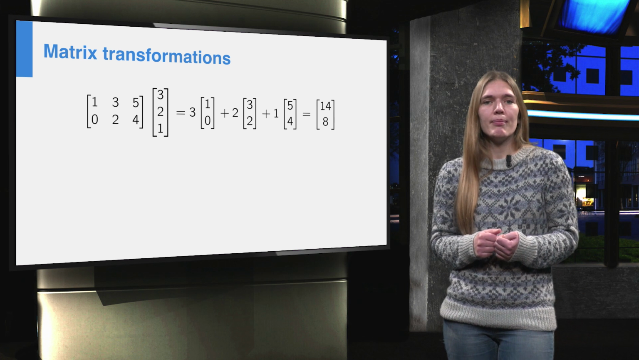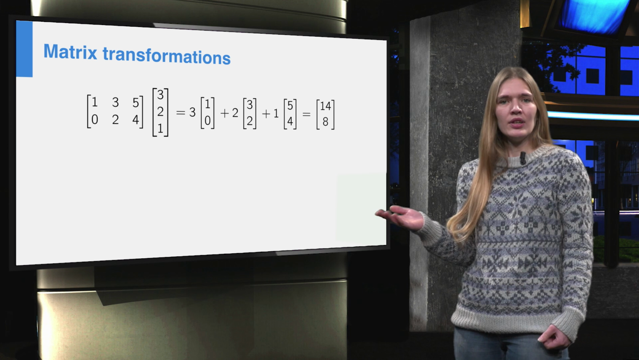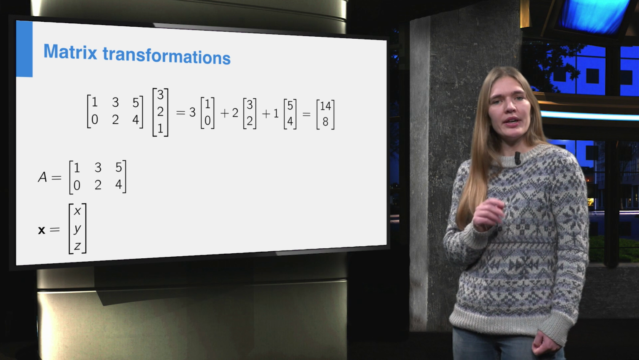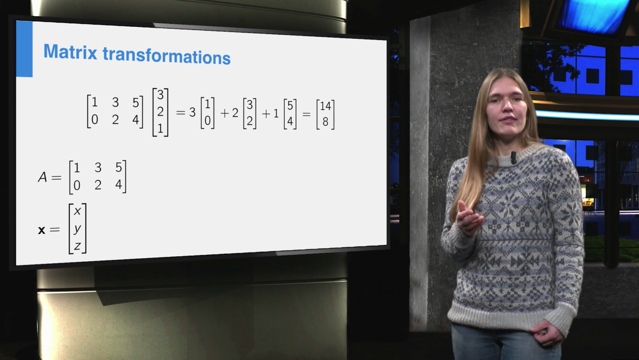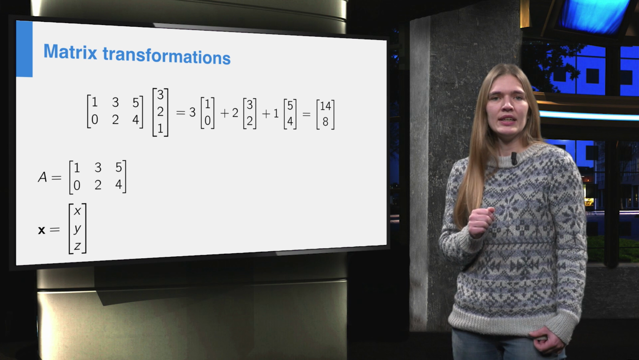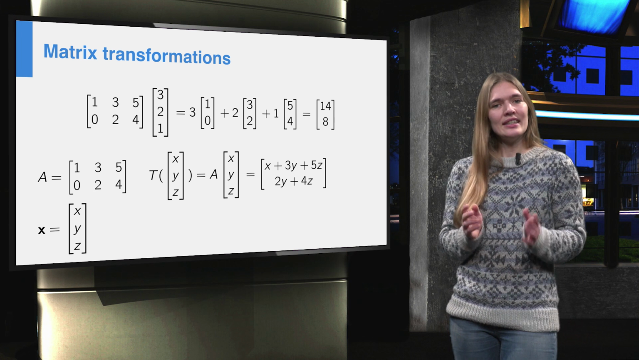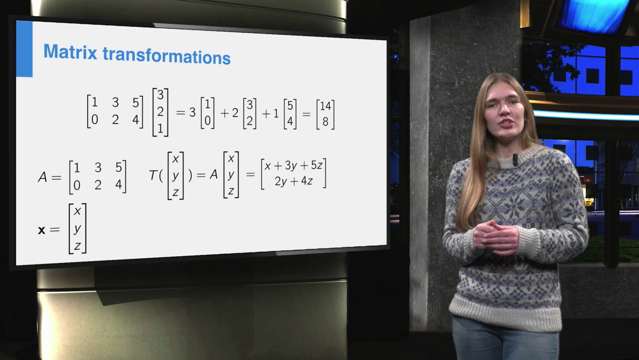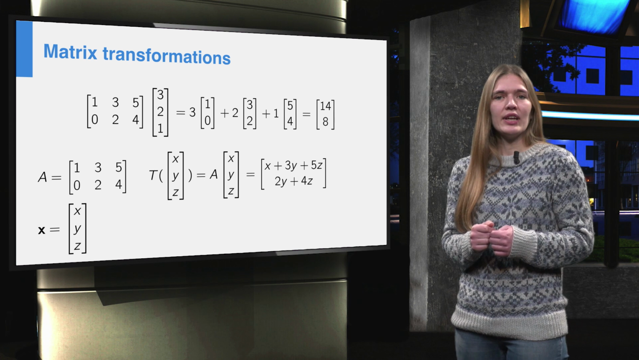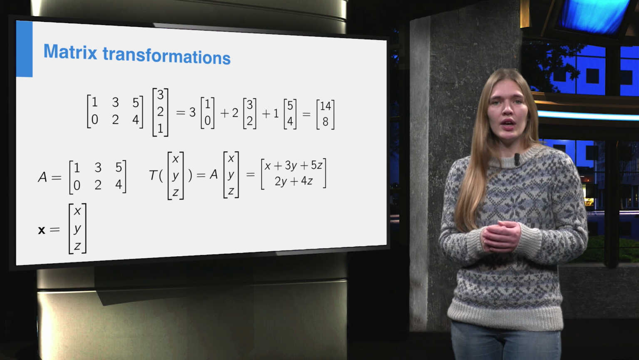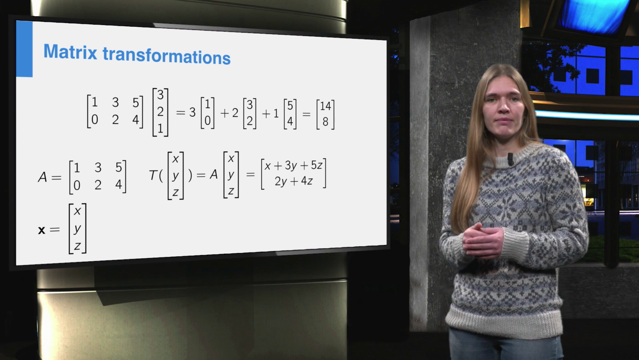This might remind you of the matrix vector multiplication you have learned. Can we regard that as a function? Of course we can. Let's call this 2x3 matrix A. Matrix vector multiplication allows us to multiply A and a vector (x, y, z) in R3. The outcome will be a vector in R2. Therefore, we can define a function T of x equals A times x, which sends the input vector x to the output vector A times x. We can now say that the image of the vector (3, 2, 1) under T is equal to A times (3, 2, 1), which equals (14, 8).